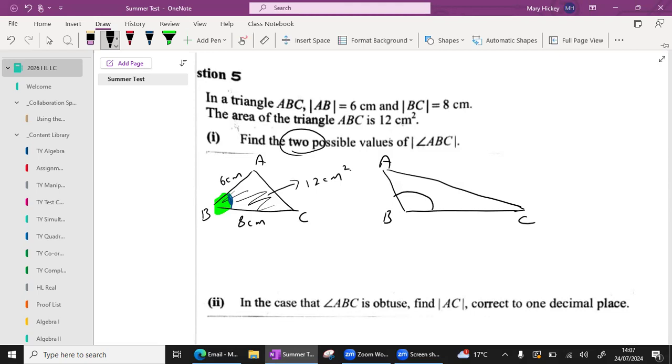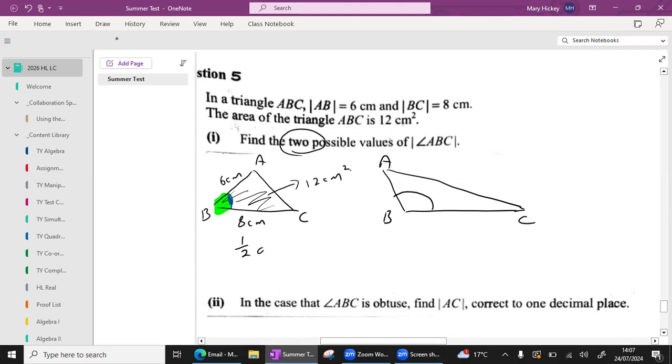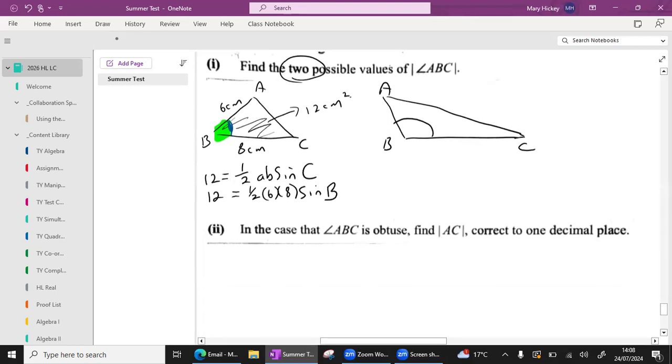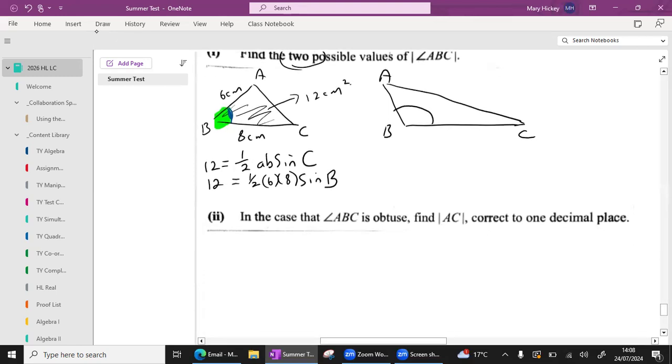So we're going to start. The formula for the area of a triangle is half AB sine C. Now, of course, there are a lot of formulas for the area of triangles, but in the sense of trigonometry, it's this one. We don't know what that angle is, so we can call it the sine of B, because that's where the angle is situated in this particular case.